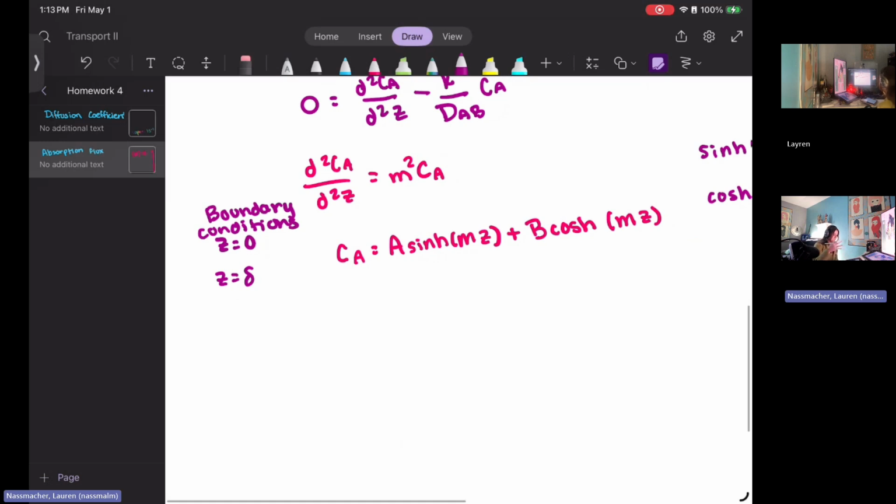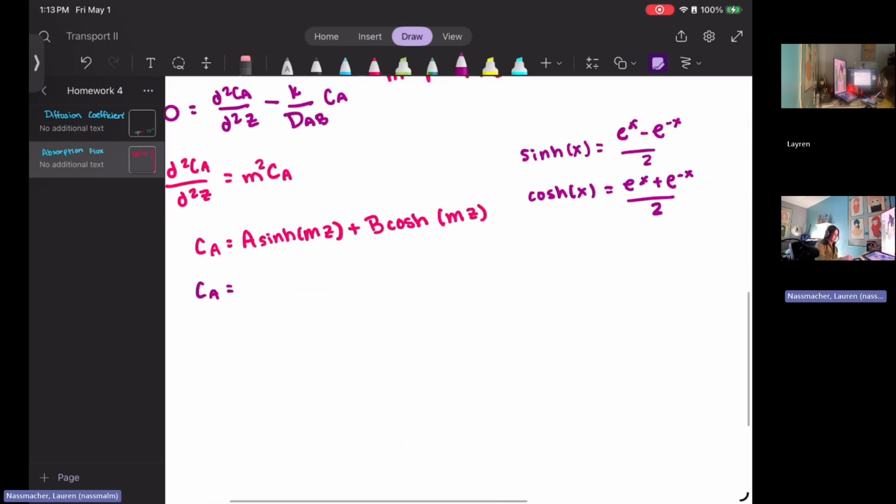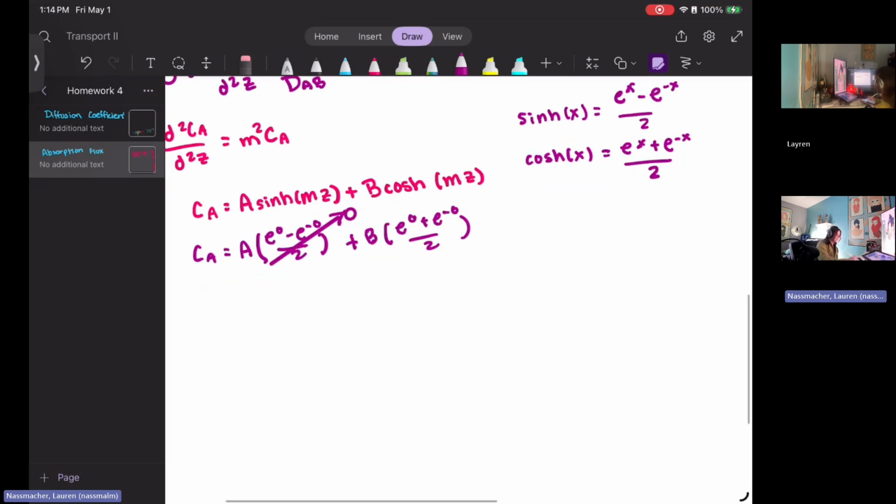So if we're talking about z, if z equals 0, we'll plug in these identities. We'll have a multiplied by e to the 0 minus e to the negative 0 over 2, plus b times e to the 0 plus e to the negative 0 over 2. Now, e to the 0 is 1, so 1 minus 1 is 0, so this whole part of the equation is 0. And then 1 plus 1 is 2, 2 divided by 2 is 1. So our concentration at our interface is equal to a constant B.